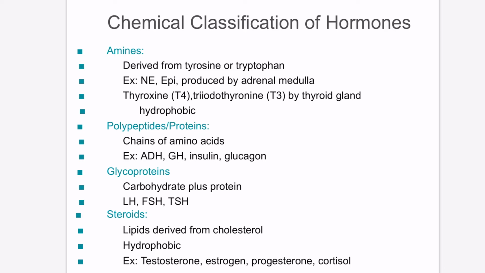Glycoproteins, it's in the name. Glyco means carbohydrate. Protein means a protein added. And examples of these would be luteinizing hormone, follicle stimulating hormone, or thyroid stimulating hormone. And then we have steroids. And steroids are lipids that came from cholesterol. And because they are lipids, they are hydrophobic. So some examples of these would be cortisol is a good example, testosterone is another example, estrogen and progesterone.